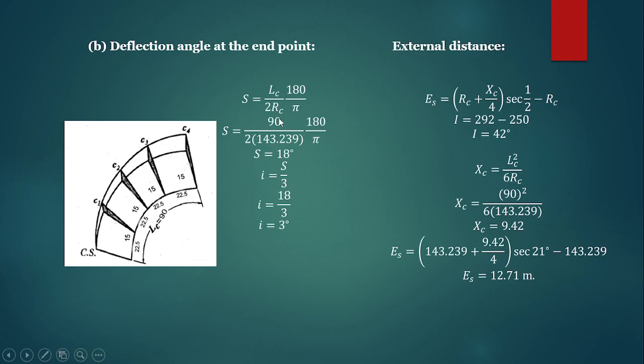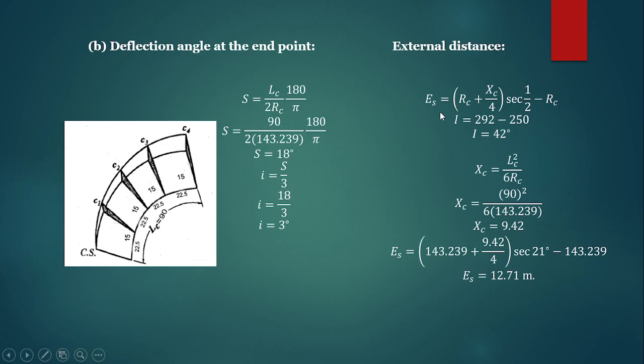Deflection angle at endpoints. So S is equals to LC over 2RC times 180 over pi. So 2 is equals to 143.239 times pi. So ano lang naman yan, multiply. So S is equals to 18 degrees. So I is equals to S over 3. 18 over 3, I is equals to 3 degrees.